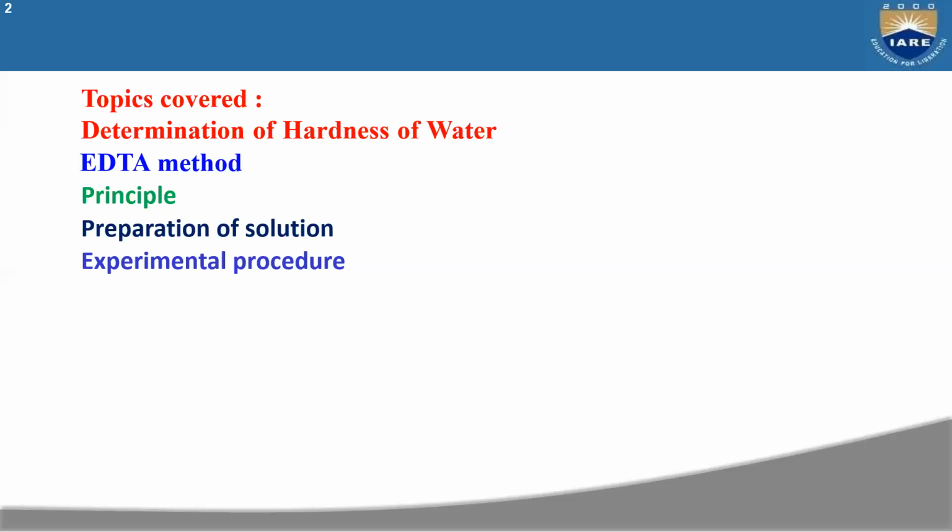Okay, so today's topic is the estimation of hardness by the EDTA method. Why do we have to do the EDTA method? What is the use of the EDTA method? If you do the EDTA method, what result do you get? You can identify the hardness of water.